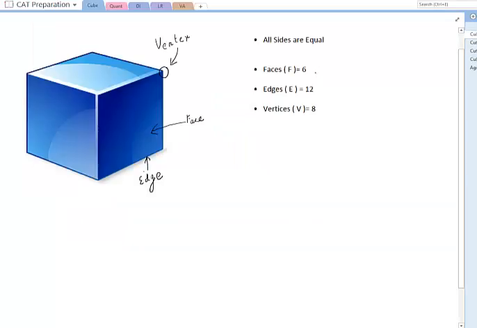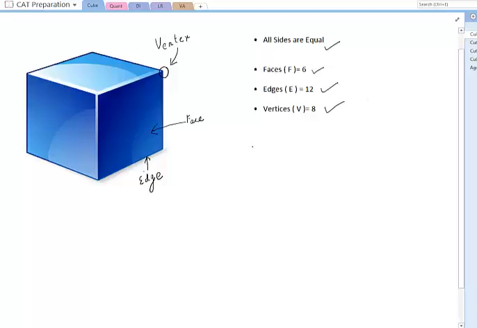Let us look at some of the basics of a cube. A cube has 6 faces, 12 edges, and 8 vertices. So does a cuboid. The only difference between a cube and a cuboid is that in a cube, all sides are equal, while in a cuboid, the length, breadth, and height may vary.